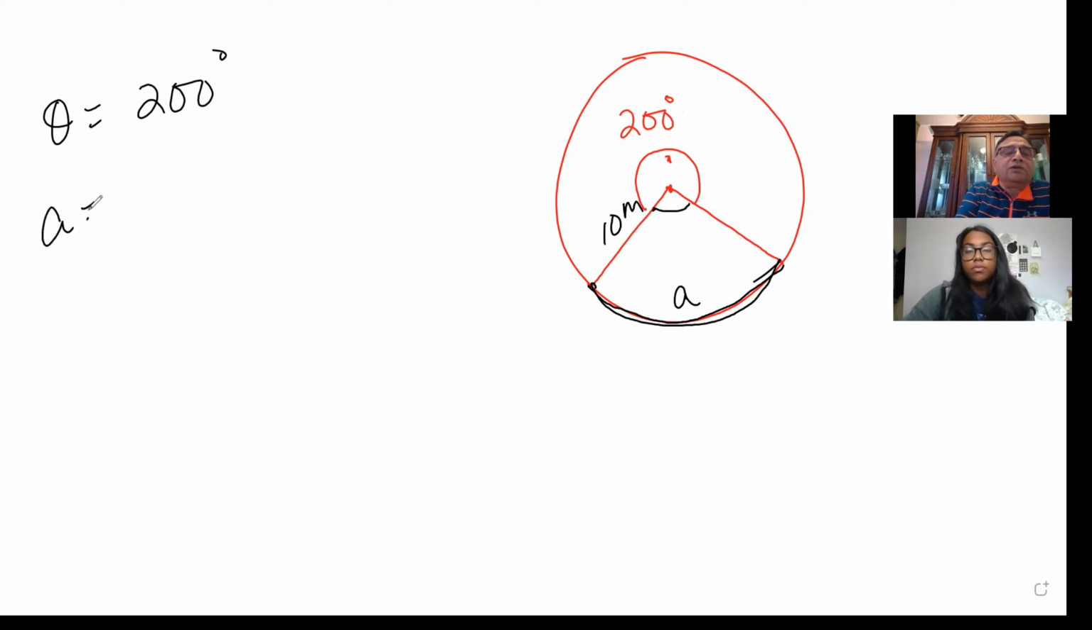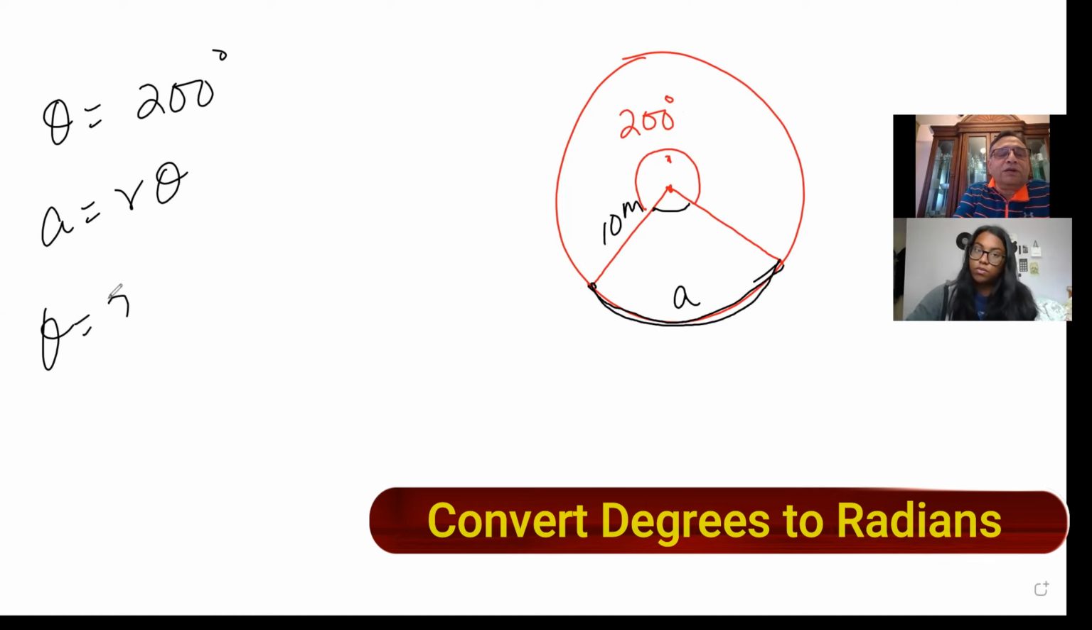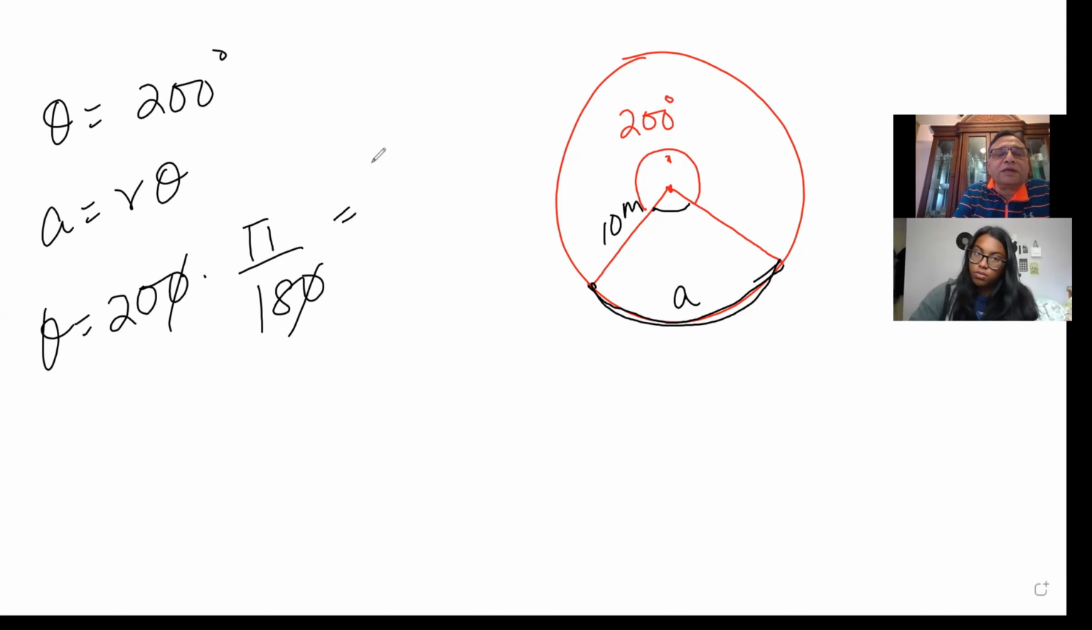So, A equals R times theta. What can you do? Well, you have to convert the degrees to radians, correct? So first convert theta from 200 degrees to radians. You'll multiply with pi over 180. You do this calculation, and both can be divided by 2. So you get 10 over 9 pi. That is the theta value, correct?